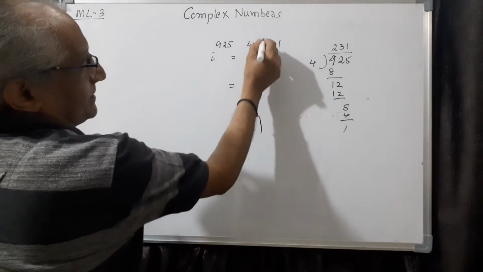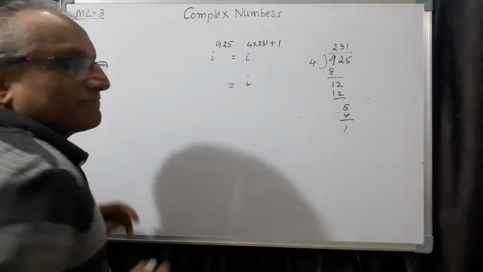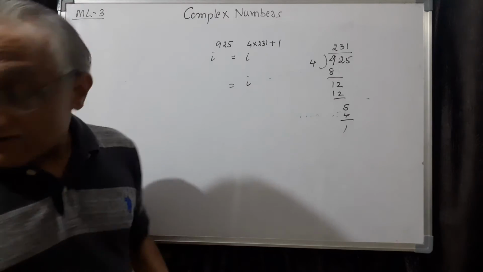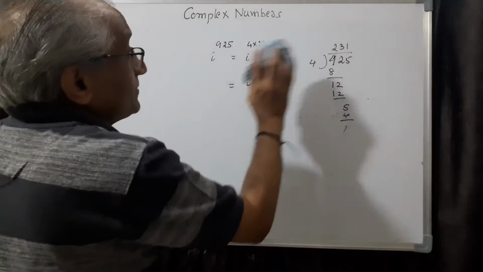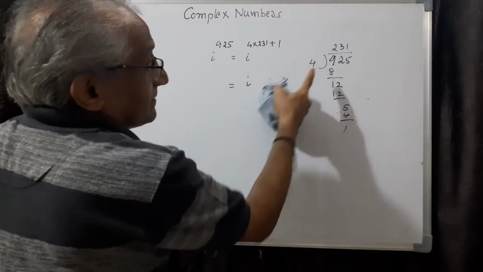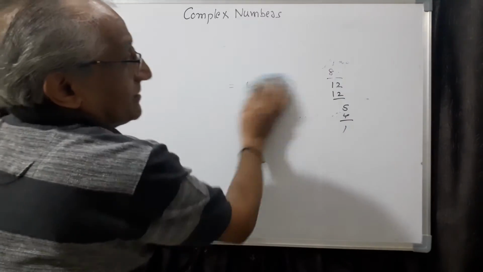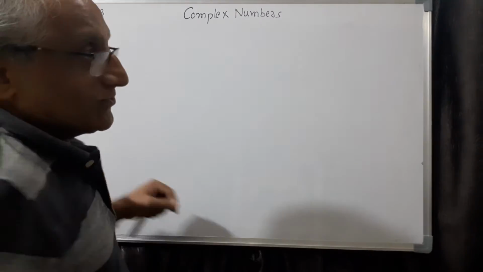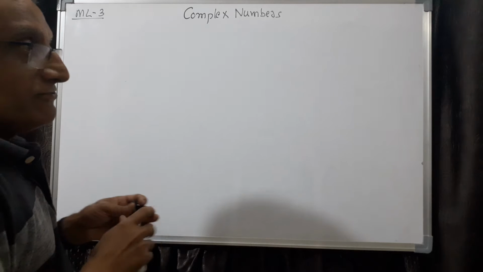So definitely this becomes 1. So it is i. So like this, we can calculate any complicated value by using this method, that is the division algorithm, which you have studied in your school. Now let us take a few examples.